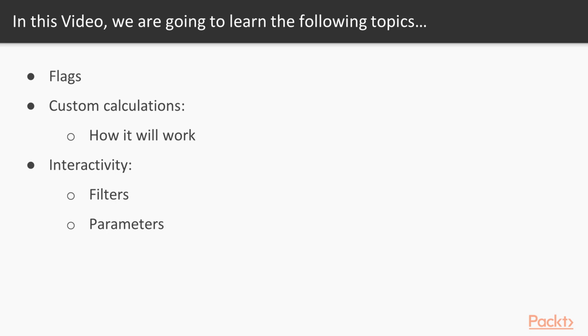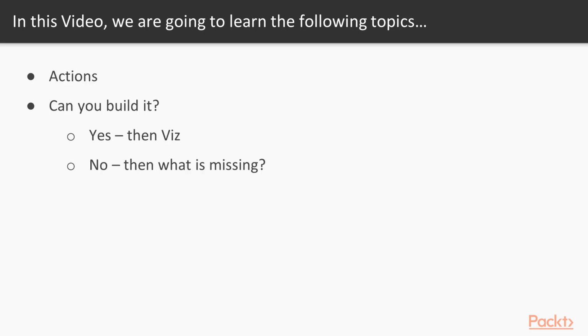Following on from that, we'll look at the interactivity with the filters, parameters, actions, which will lead on to: can you build it? If yes, then we can create a viz. If no, then identifying what is missing.